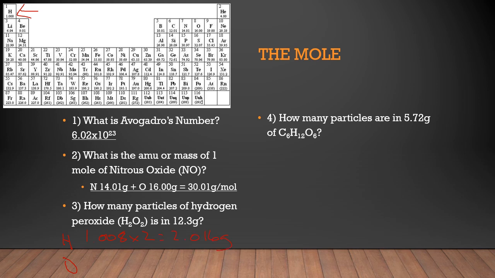So we get 2.016 grams. And then for oxygen, here, it's 16.00 grams times 2 is 32.00 grams. Then you're going to add those up, and we get 34.016 grams per mole of H2O2.